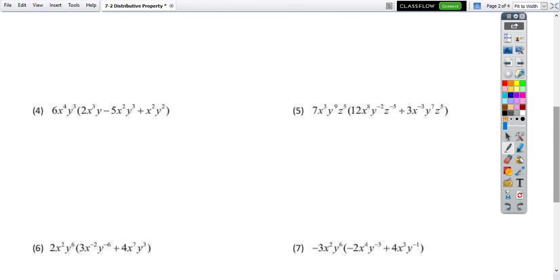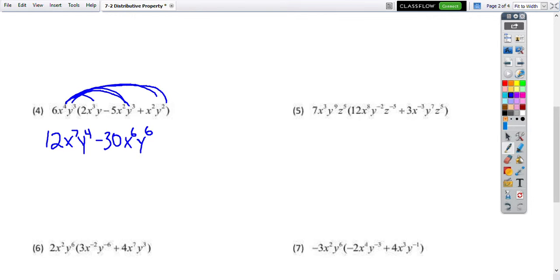So when we do this one, the 6, just for a little bit more practice, 6 times 2 is 12, x to the 4th times x cubed is x to the 7th, y cubed times y is y to the 4th, and then we repeat. So 6 times 5, and it's negative 5, so this is negative 30. There's 4 x's and 2 x's, so that's 6. And there's 3 y's and 3 y's, which is 6. And then 6x, right, to the 4th y cubed times x squared plus y squared.